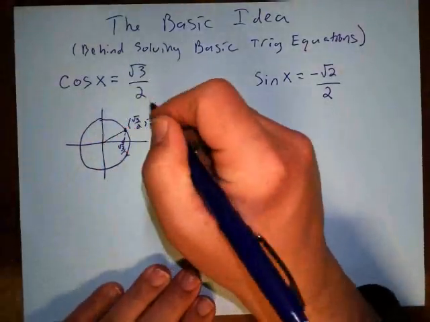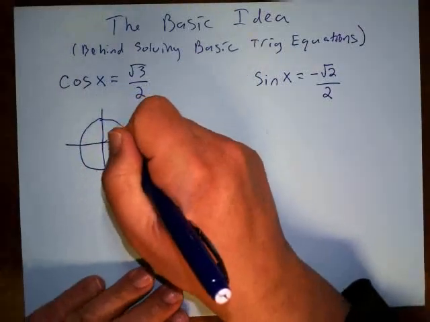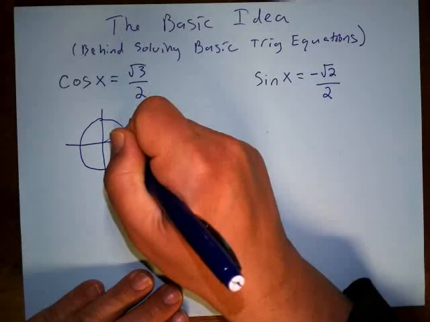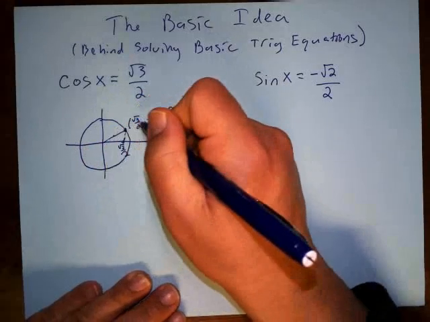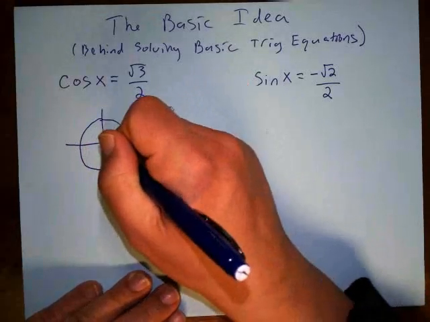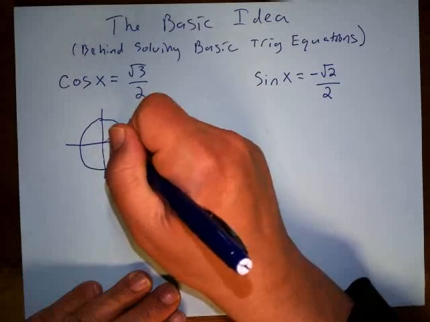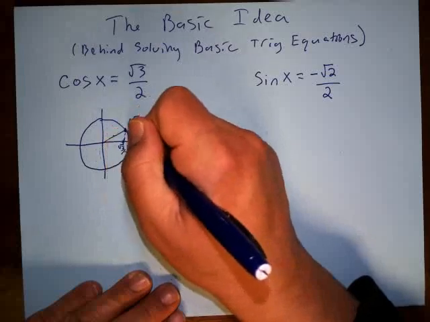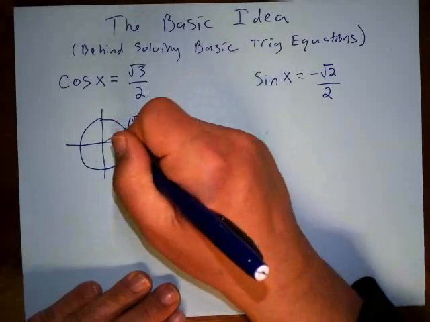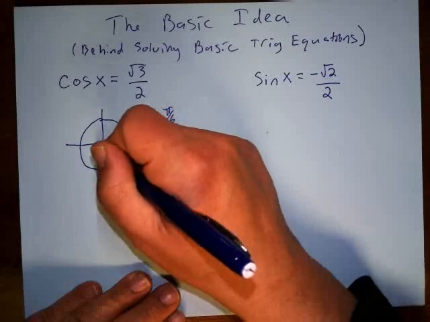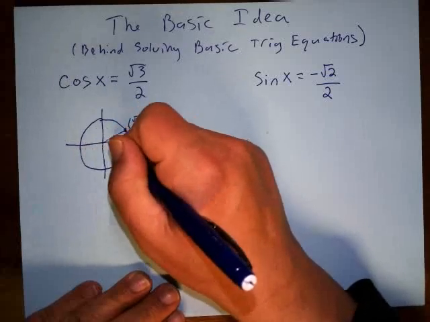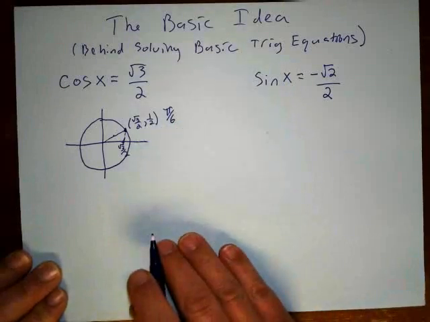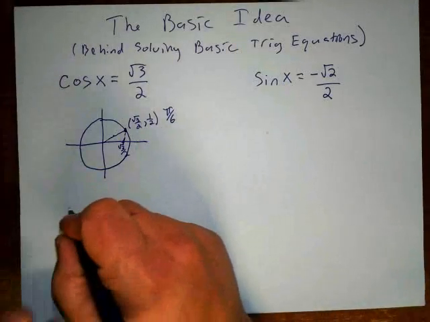Okay, so first of all, there's an infinite number because I could rotate around and stop there again, and I would get another angle that would give me square root of 3 over 2. I could rotate 2 times and stop, or I could rotate 3 times. I could just keep rotating, and if I stop at that place, I would get square root of 3 over 2. I could also rotate in the opposite direction, and I would get square root of 3 over 2.